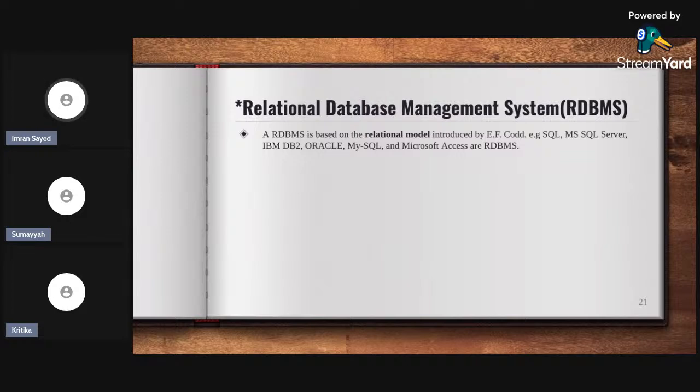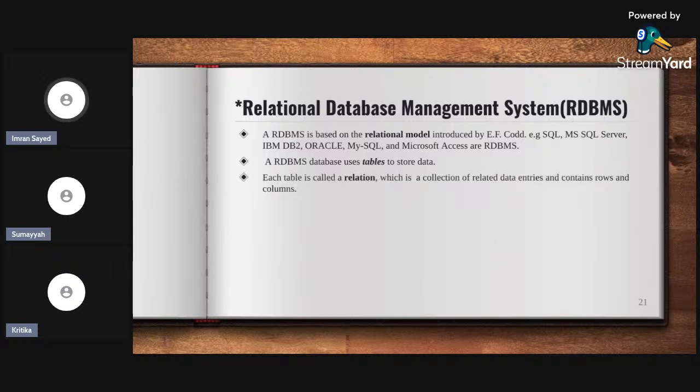So what we are studying is data, how to manage the data in the database management system. Now we are talking about the type of database management system which is relational, where everything is based on a relation between different tables, different data entities, etc. So now we're going to discuss more about these relations. This database uses tables to store data. Each table is called a relation, which is a collection of related data entries and contains rows and columns.